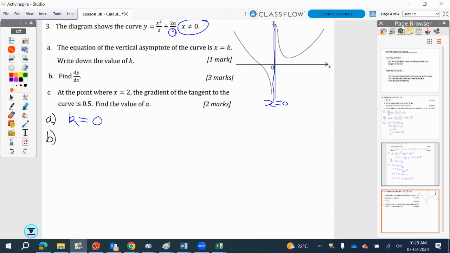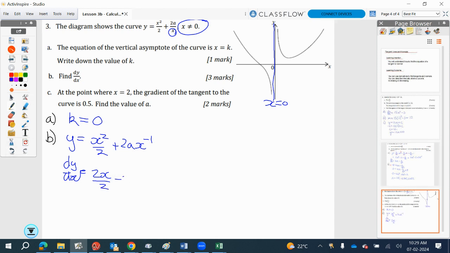Find the derivative. So we have y is equal to x squared over 2 plus 2ax to the minus 1. The derivative of this is going to give us 2x over 2. Just ignore the denominators. This one is going to give us minus 2ax to the minus 2. Just ignore the letter a. Now simplify, that's going to be x minus 2a over x squared.